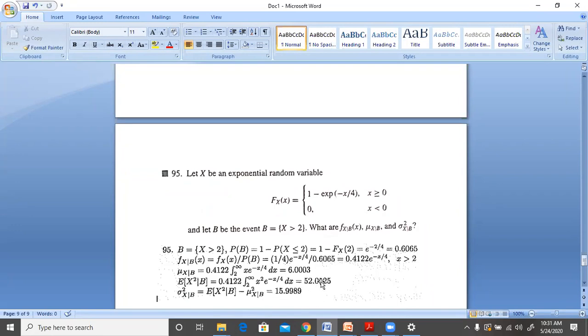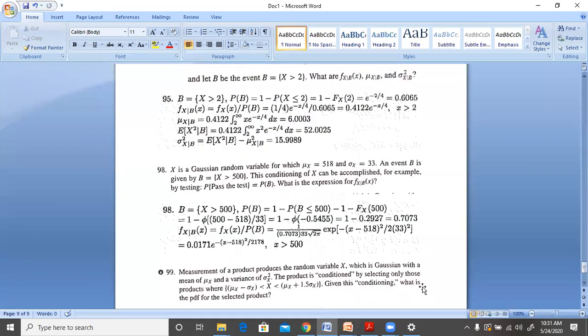This is 52. This is 6. So 52 minus 6 square will be 16. And if you take the root of that, you'll approximately get 4, if you want the standard deviation. Right? If you want the standard deviation.